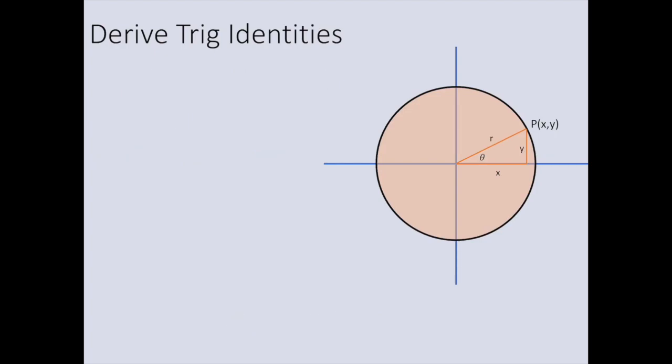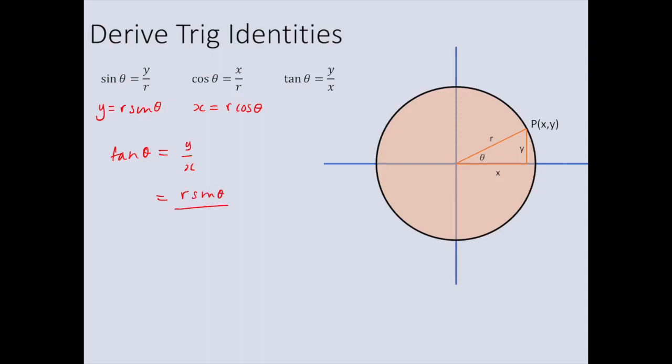Okay, let's look at our other trig identity that we want to derive. Again, let's take the same starting point. And again, we can write that y equals r sine theta, and that x equals r cos theta. Now if we take tan theta equals y over x, we could also write that as r sine theta over r cos theta. And again, the r's would cancel, so we get sine theta over cos theta.